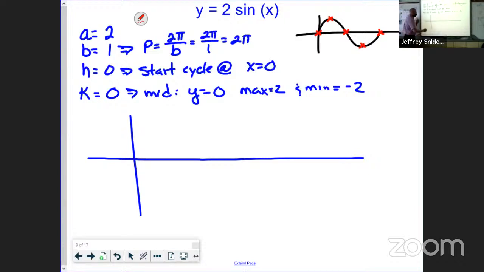Okay, here we go. I know that my period is 2 pi, and it's going to start at 0. So here's where it's going to start. And it's also going to end at 2 pi. Okay, great. My y-axis needs to go how high? Positive 2. All right, great. So here's 1, here's 2. Here's negative 1, here's negative 2.